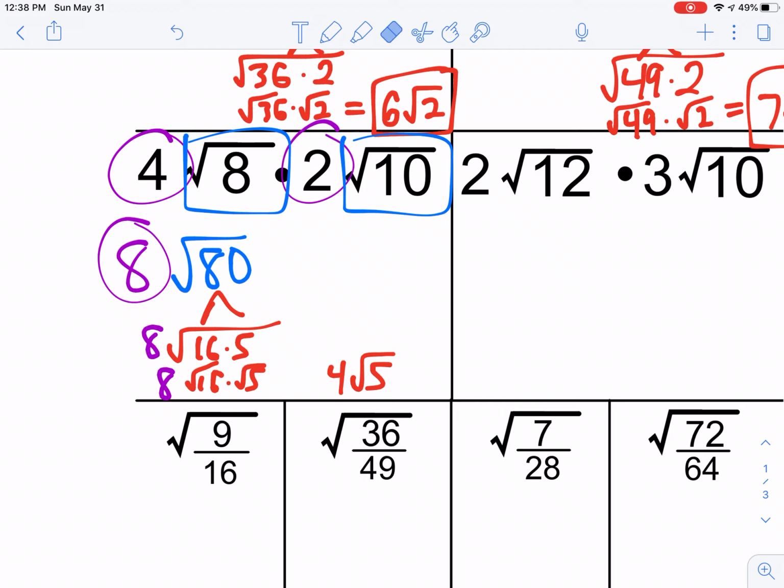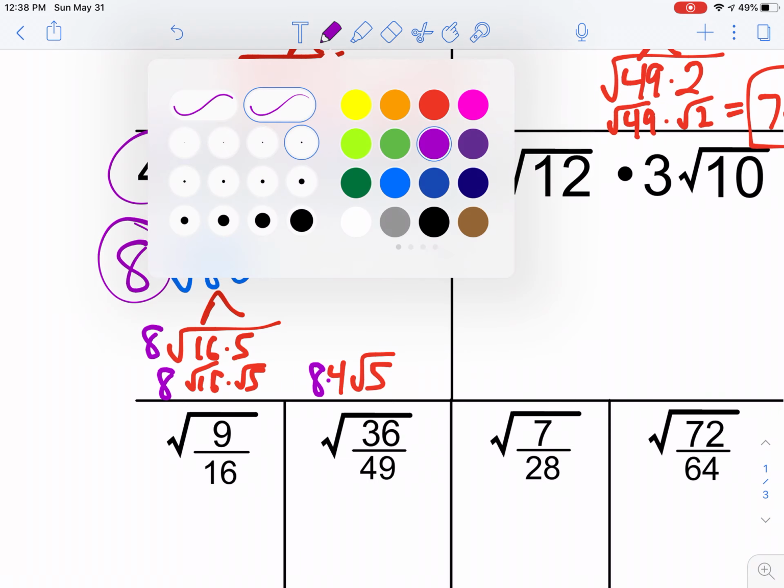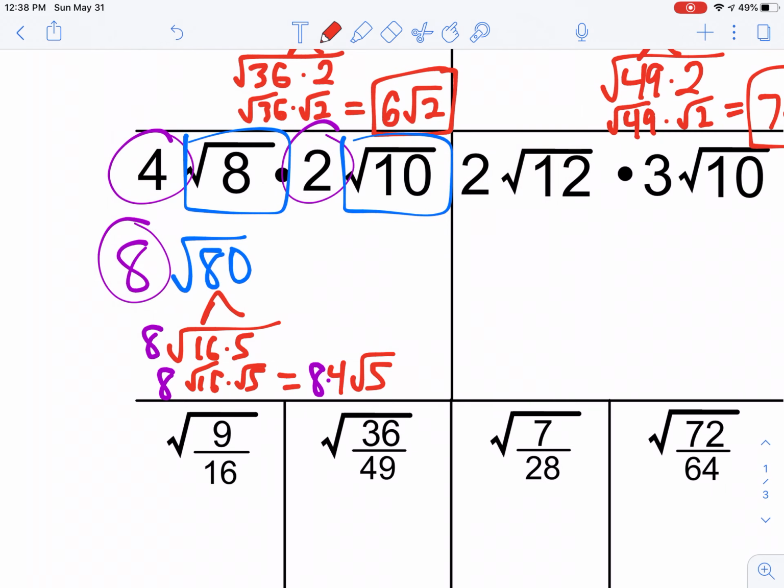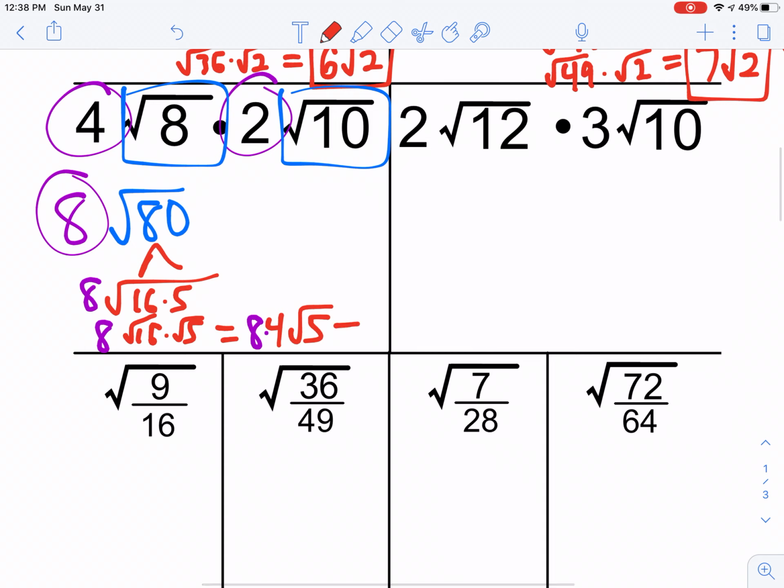So our answer is actually 8 times 4 root 5. So one final step in the end, you can multiply the 8 and the 4 on the outside of the radical. 8 times 4 is 32. Square root of 5.